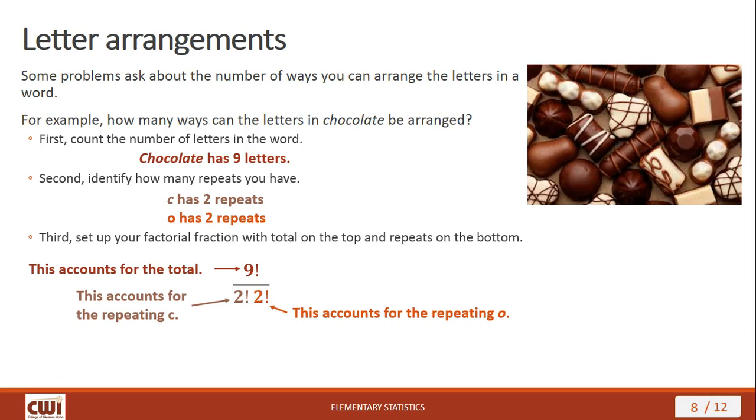Now let's suppose we had a word in which the letter C was repeated twice and the letter O was repeated 3 times. Then on the bottom of our fraction we would have 2 factorial times 3 factorial, because the C is repeated twice and the O is repeated 3 times. Once you set up this fraction, it's just a matter of punching it into your calculator. When we do that, we find the number 90,720. This is then the number of possible ways we can rearrange the letters in the word.